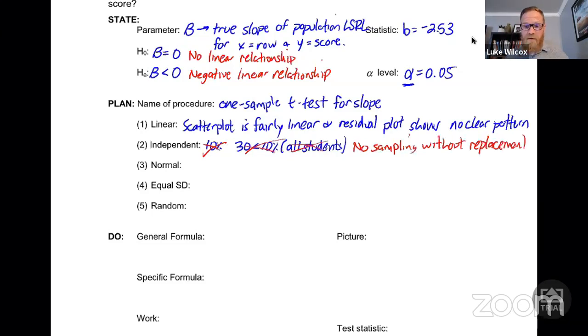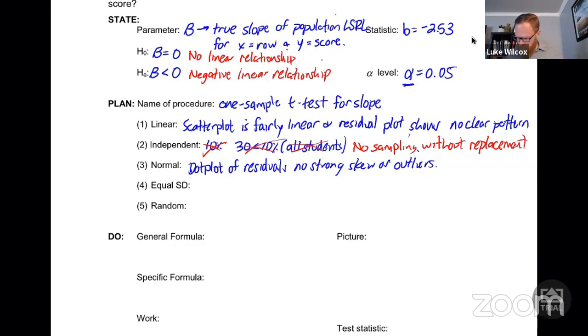We had random assignment here, but we didn't have a random sample. Okay, moving to the normal condition. That's where we check the dot plot of the residuals. And we said on the previous page that dot plot had no strong skew or outliers, which means for each X value, the distribution of Y values is approximately normal.